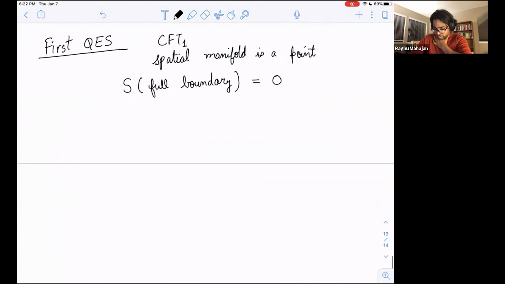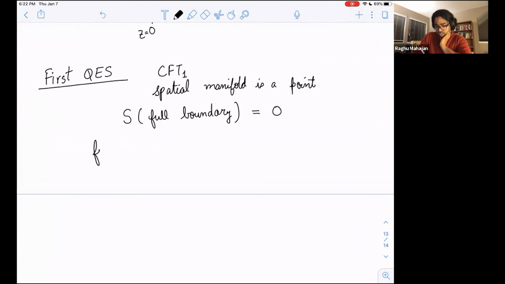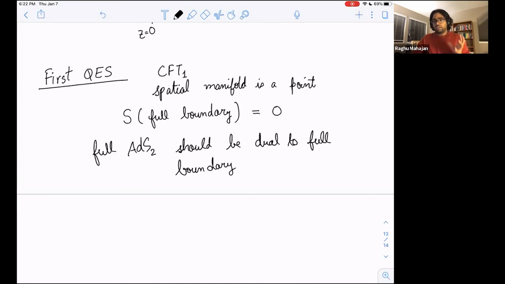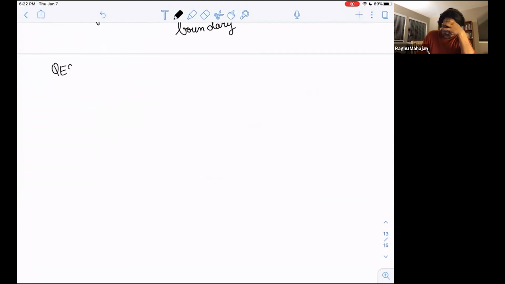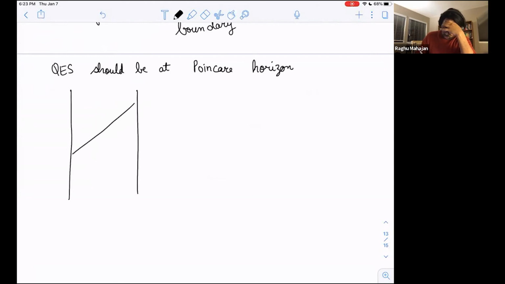But coming back here, since we have the full boundary, full AdS2 should be dual to the full boundary. So what this means is that our QES should be all the way at the Poincare horizon. I'm just drawing the AdS2 figure here. We have here our point where the boundary lives. This is the entire spatial slice. Candidate QES could have been here or here or here. And then this is the region that would be dual.